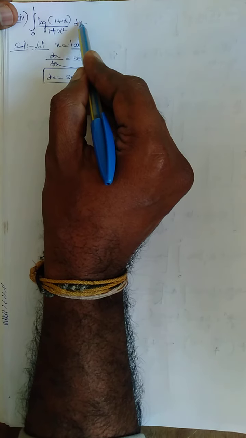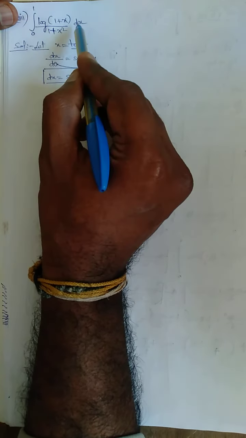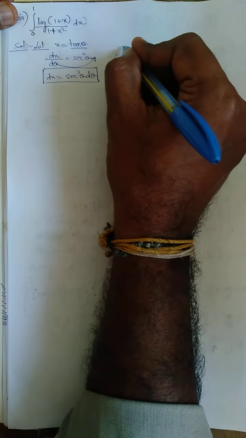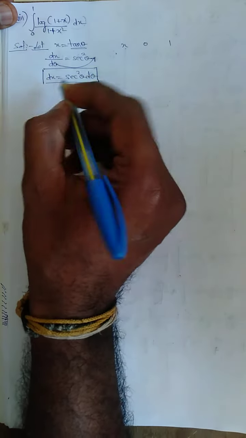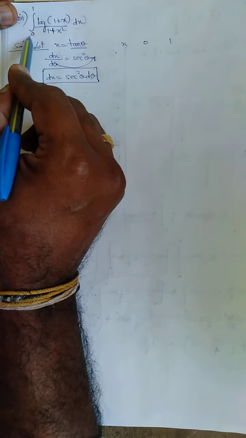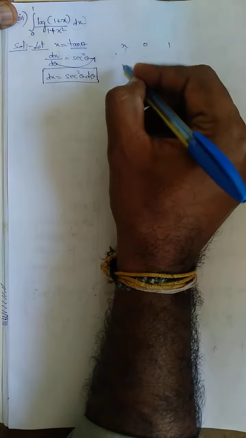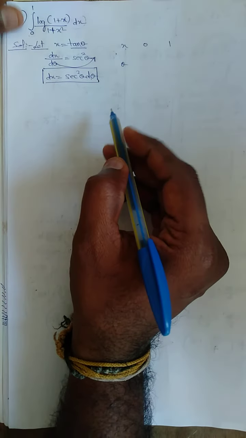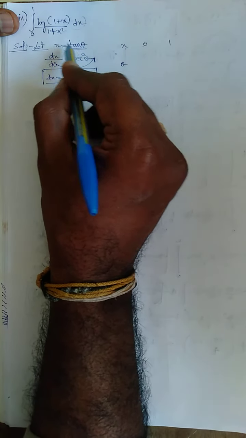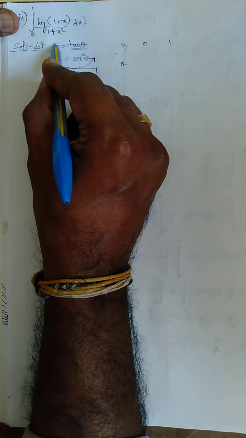Since this integration is with respect to x, these limits are of x: x is 0 to 1. Now, since it is converted into d theta, we need to convert the limits of x into theta. If x is equal to 0, then tan theta is 0.